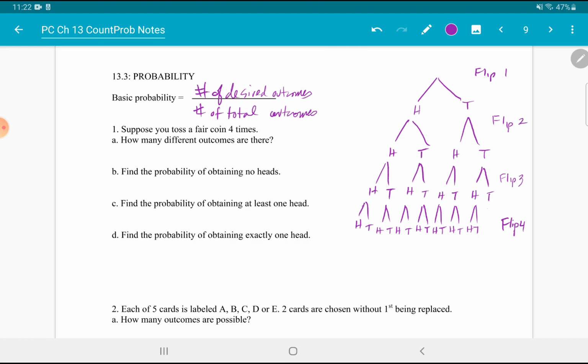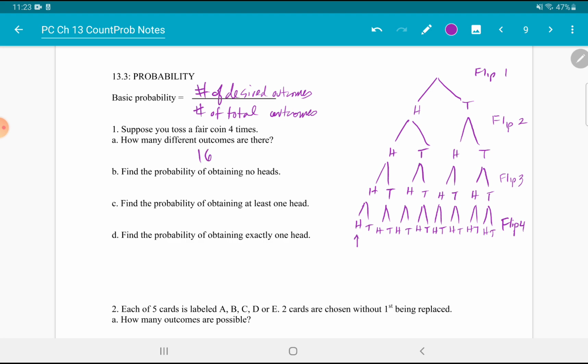Okay, so now we have our complete tree diagram that lists all the possible outcomes. And if we need to find out the total number of outcomes, we can just count the number of outcomes on the bottom. 1, 2, 3, 4, 5, 6, 7, 8, 9, 10, 11, 12, 13, 14, 15, 16. There are 16 total outcomes.